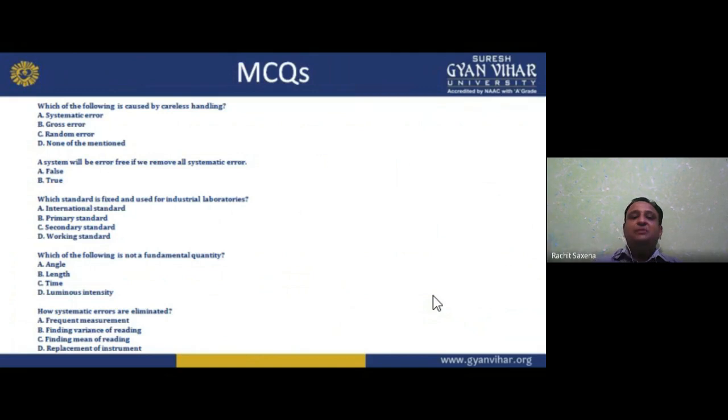Then we have multiple choice questions related to this. Which of the following is caused by carelessness? The options are systematic error, gross error, random error, or none of the above. So we can say gross error here. Our system will be error free if we remove all systematic errors. It is false. This standard is fixed for the industrial laboratory, so we have the standard fixed by the concerned body.